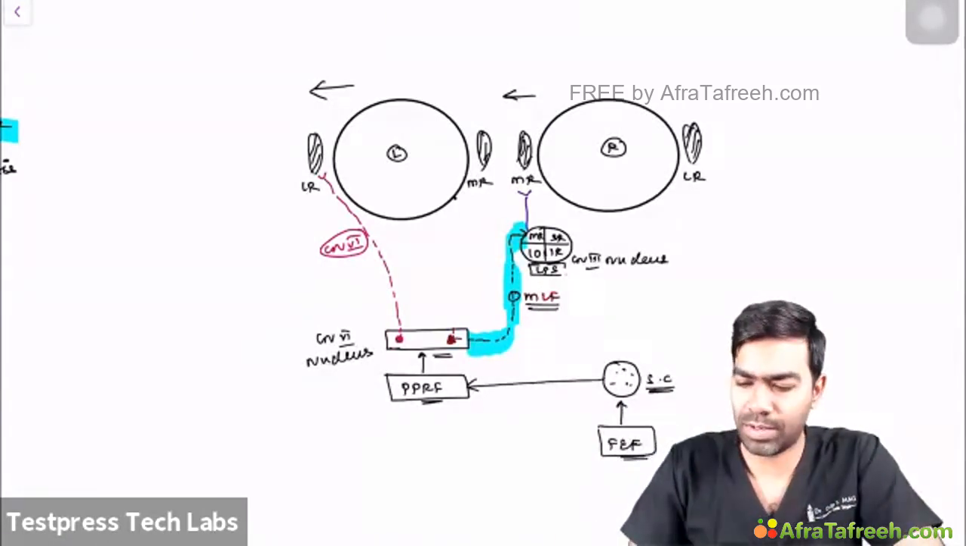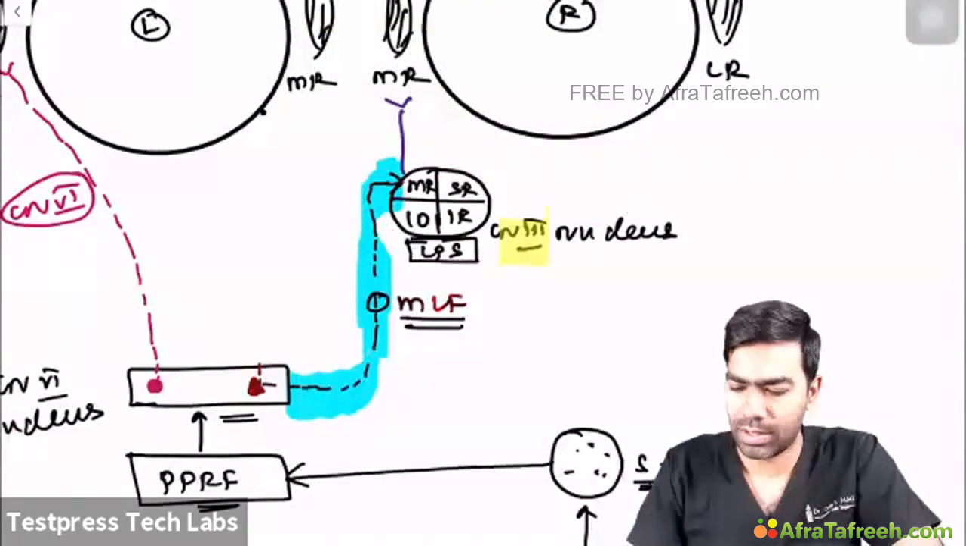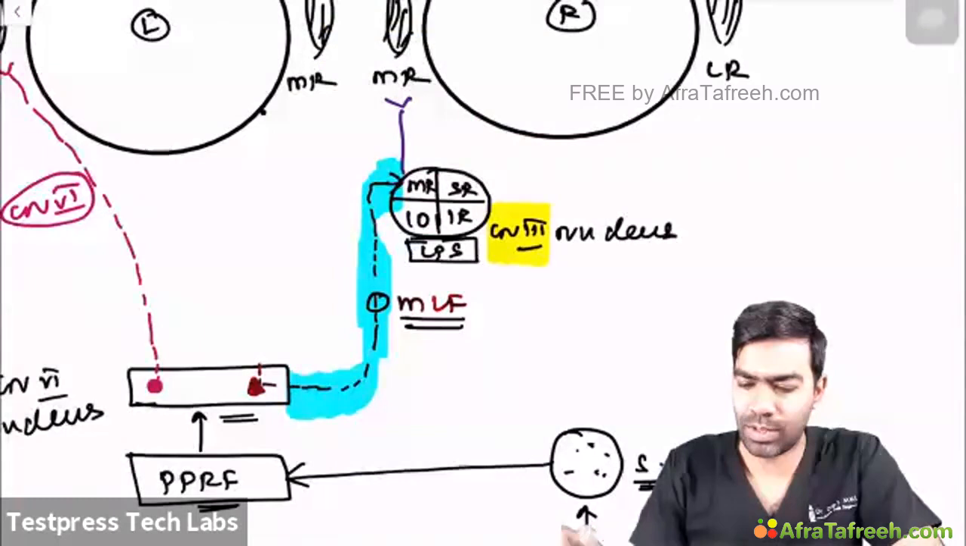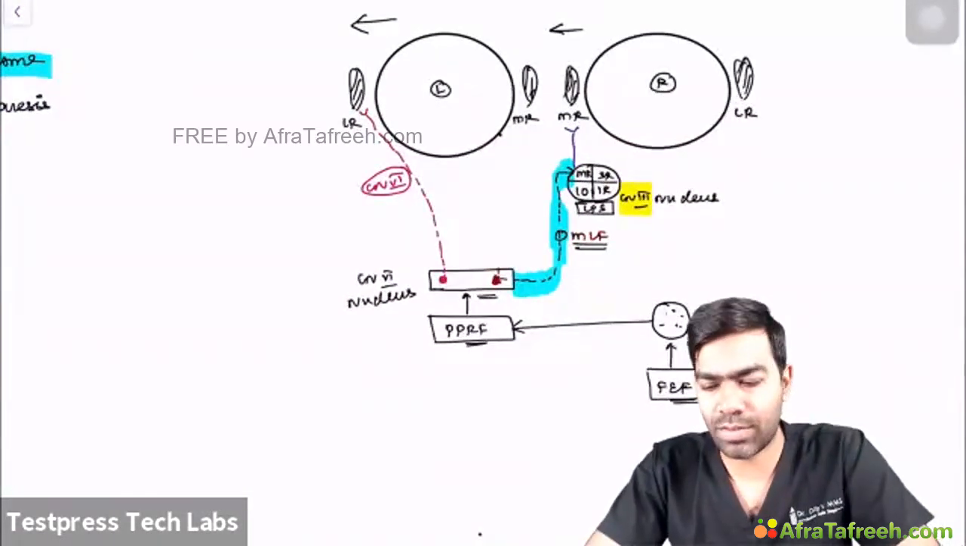Is that the third nerve nucleus on the right? Yes, we have. I mean, if you want to zoom and see, I can show you. This is a third nerve nucleus only. This is the cranial number 3 nucleus only. I think that must be it. So this is the function of the MLF.